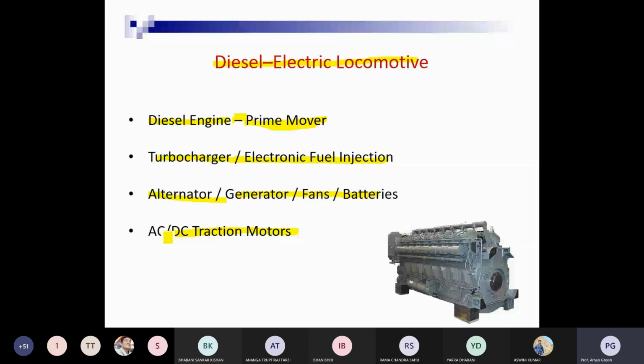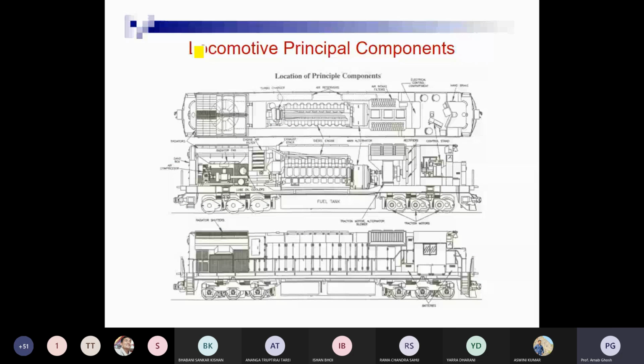So here some diagram is there for the diesel electric locomotive. It shows the location of the locomotive's principal components. What are the important things? The diesel engine. Here I just show you the diesel engine initially. This is your diesel engine.